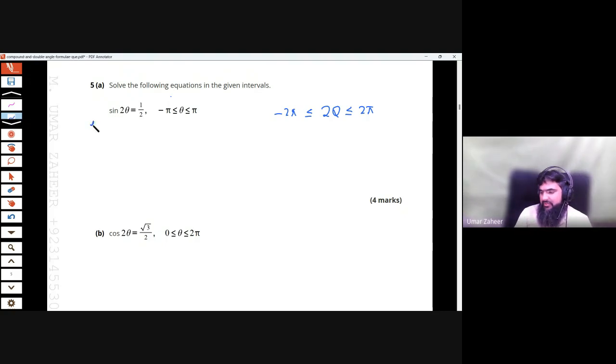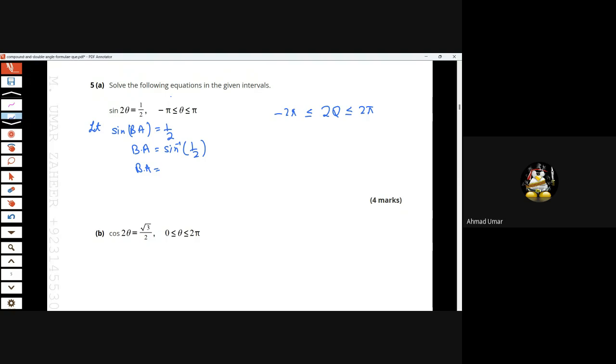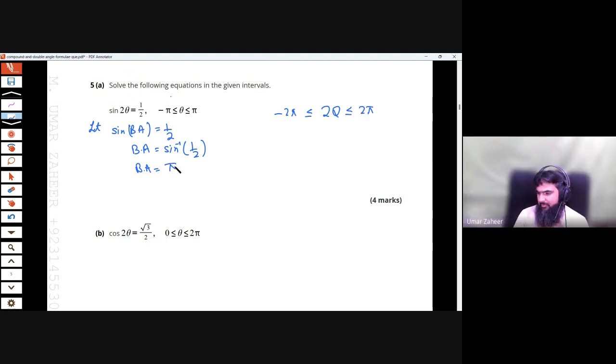What we have to do, we are just going to find the base angle: sine of base angle is equal to 1 over 2. The base angle is equal to sine inverse of 1 over 2, which will be equal to 30 degrees. In radians, because the angle is given in radians, it is 1/6 pi, which means pi over 6.